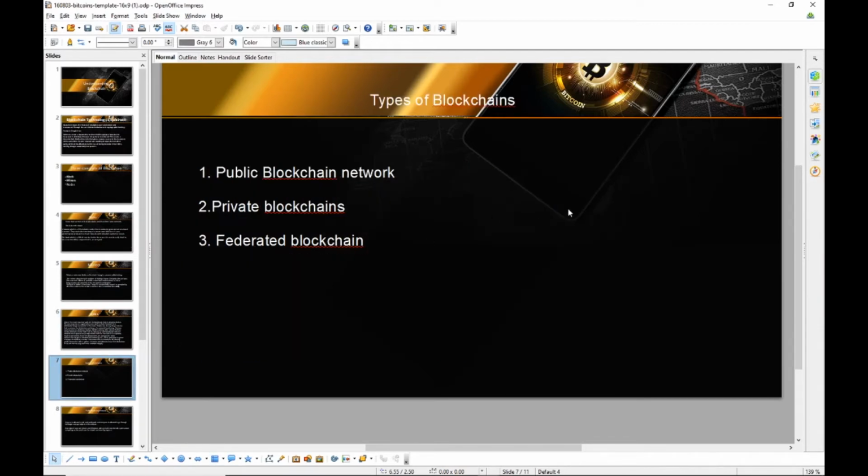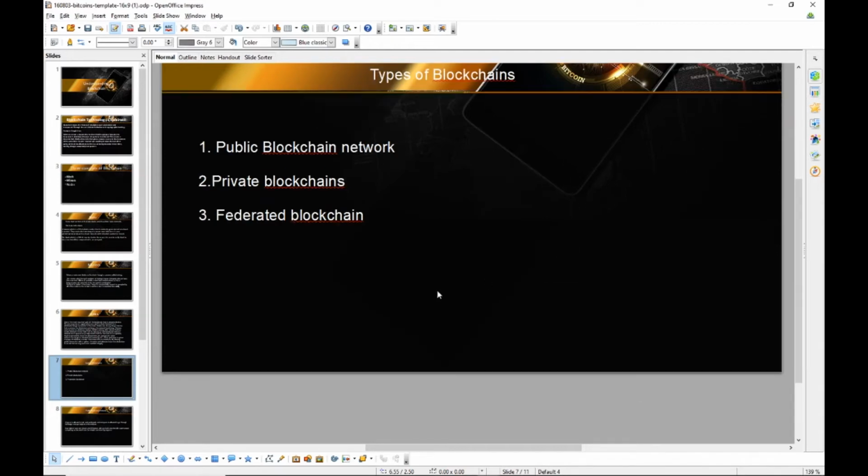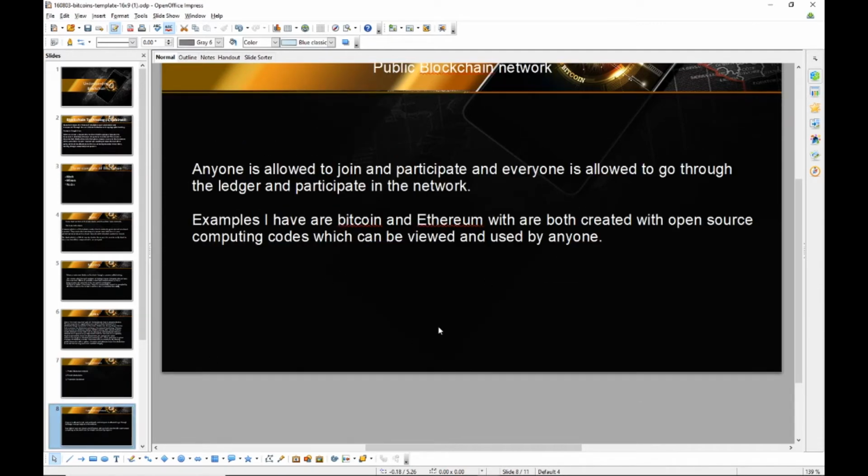And there are three different types of blockchains: public blockchain networks, private blockchains, and federated blockchains. A public blockchain is a network where anyone is allowed to join and participate. Everyone is allowed to go through the ledger and participate in the network. Examples I have are Bitcoin and Ethereum, which are both created with open source computing code which can be viewed and used by anyone.